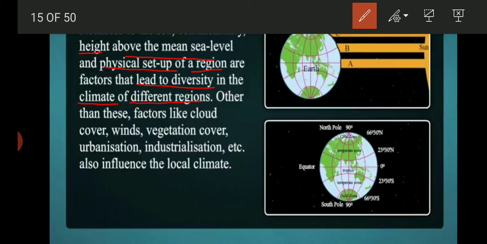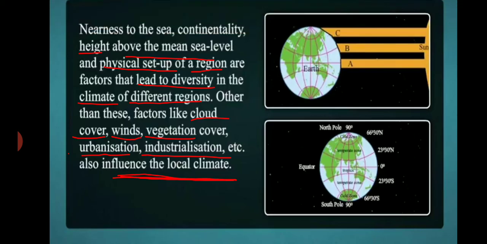Other than these, factors like cloud cover, winds, vegetation cover, urbanization, industrialization, etc., also influence the local climate.